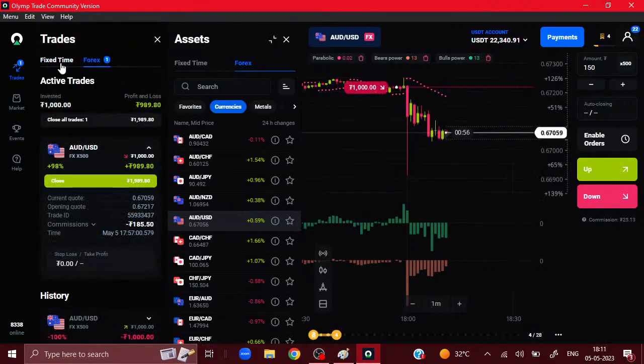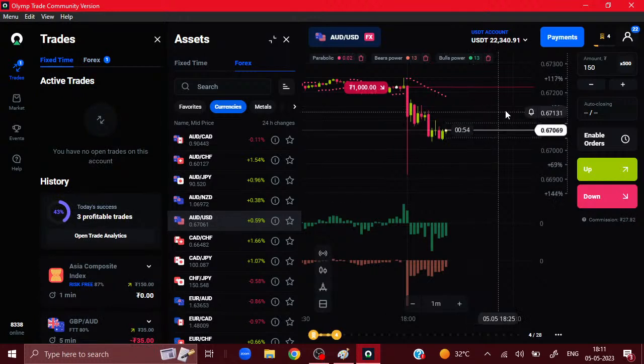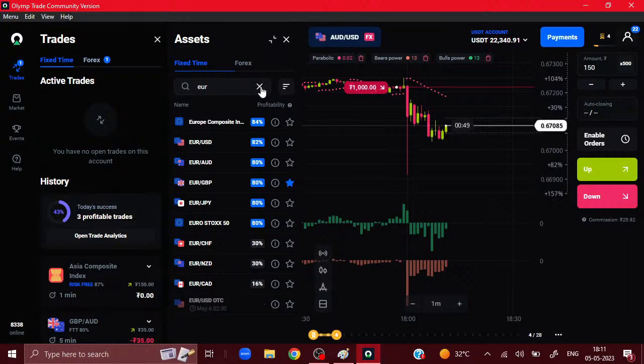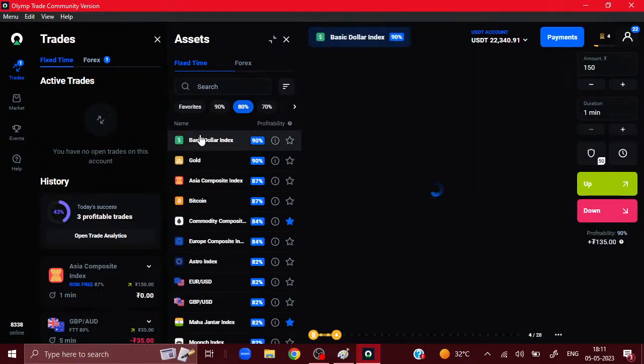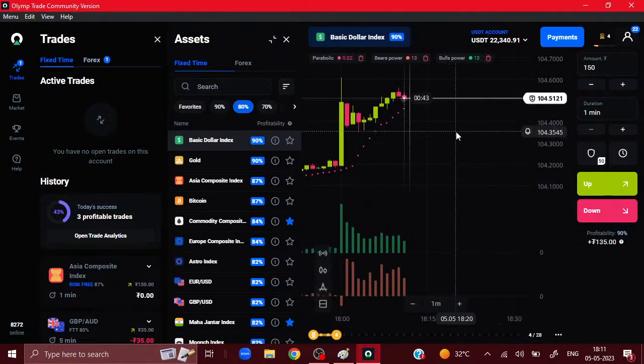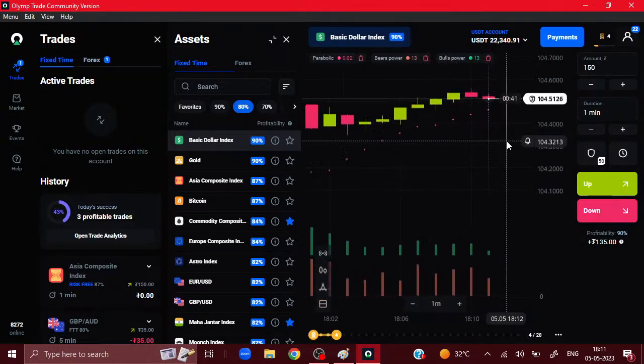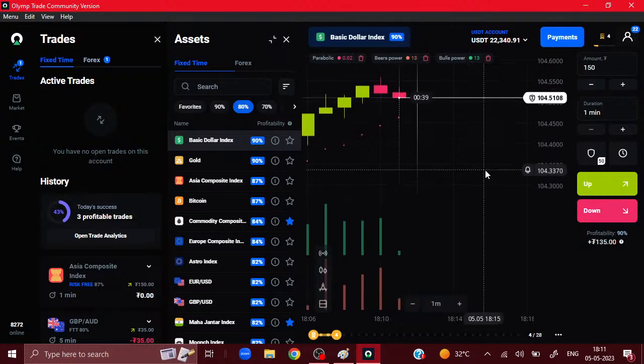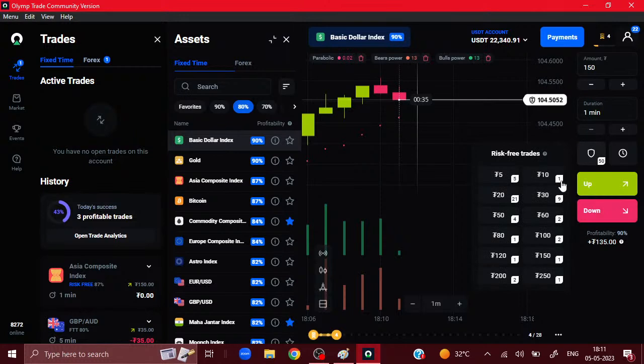So the previous trade also did not go in our favor. Now we will be making another trade for 150 USD. Let us try to find another entry. Here we can see the basic dollar index. It is trying to get weaker at this point. So I think we can enter into a short duration trade here.